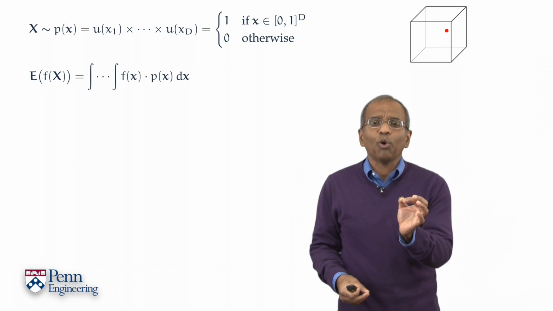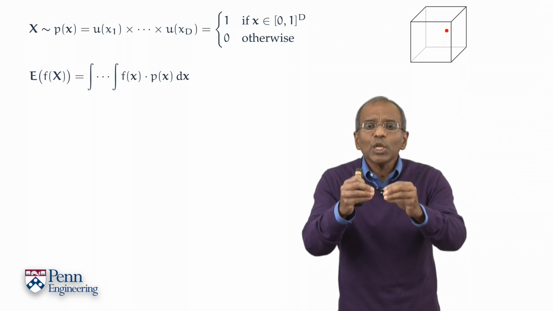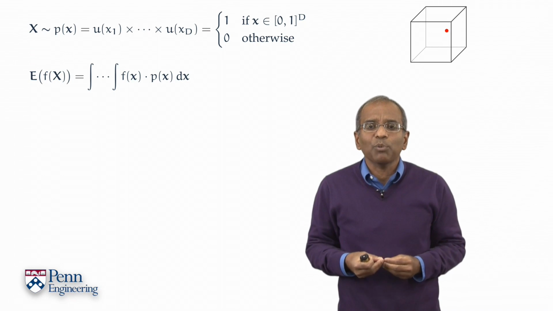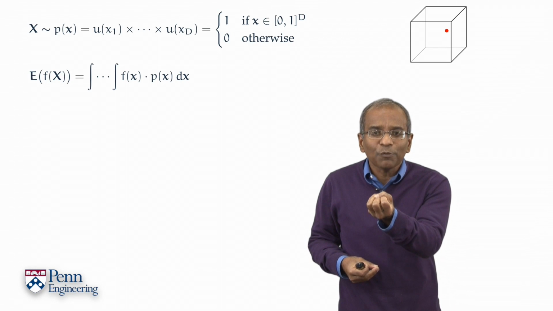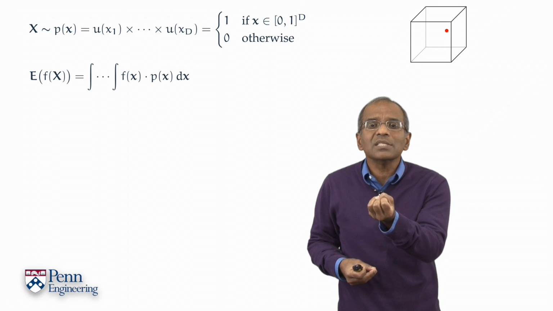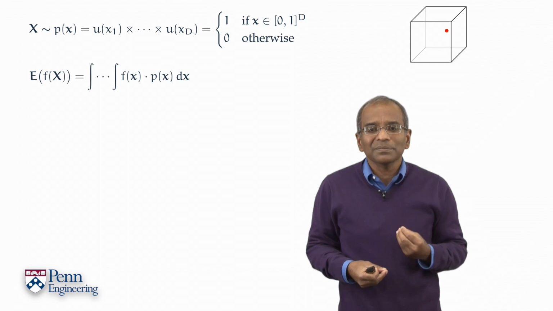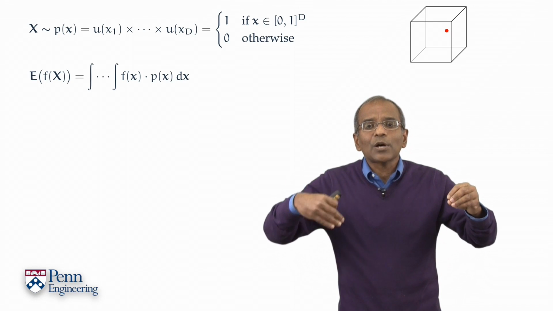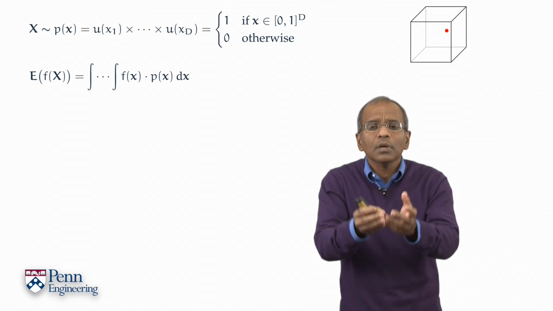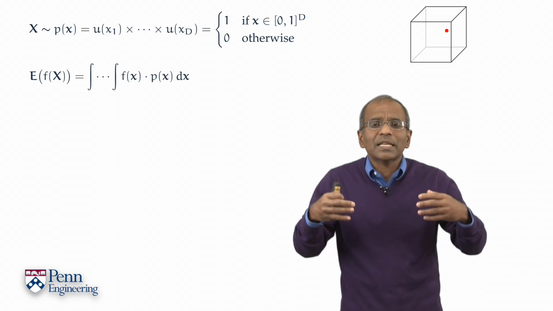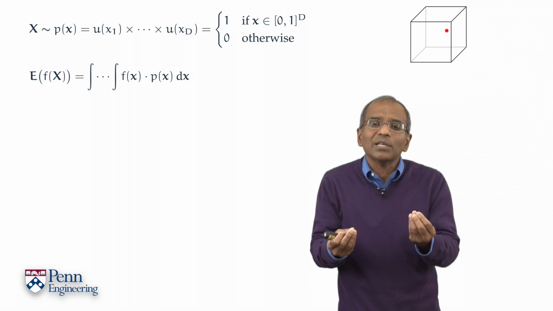Pick any generic point, little x, inside the d-dimensional cube. Evaluate the value of the function at the little point, f of little x. Weight this value for the function according to the mass that is placed by p near little x. Integrate out over all possibilities as x sweeps over the d-dimensional cube, and Bob's your uncle. There you go. This is an expression for the expectation of f at a random point x.